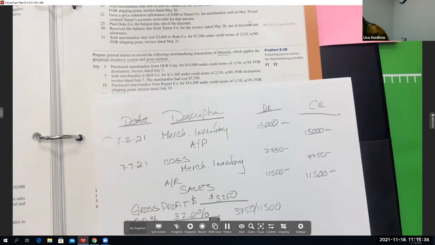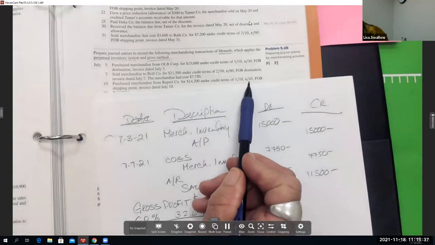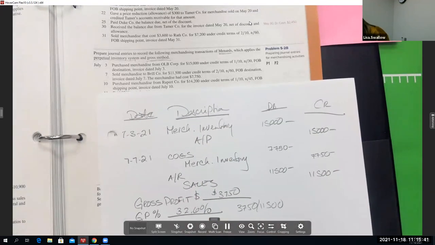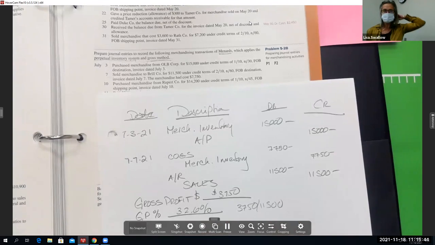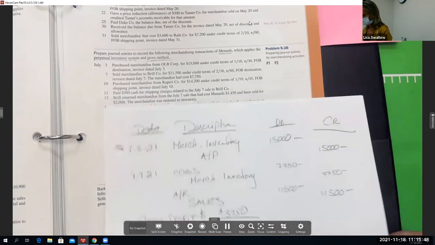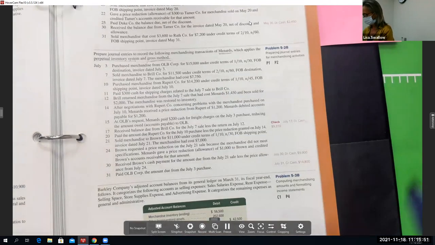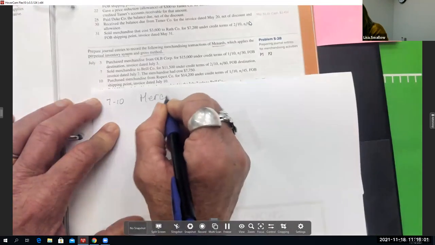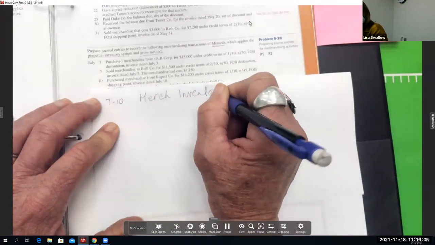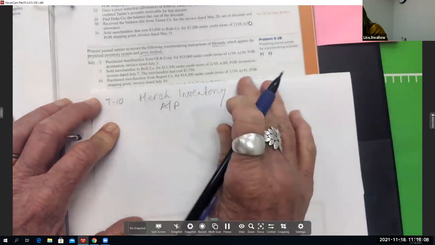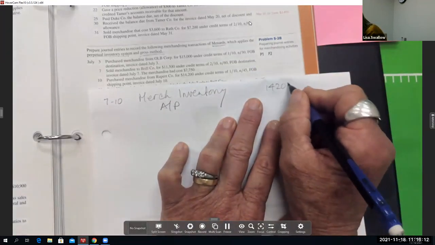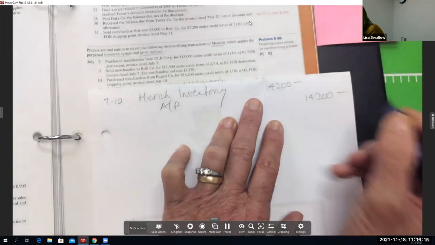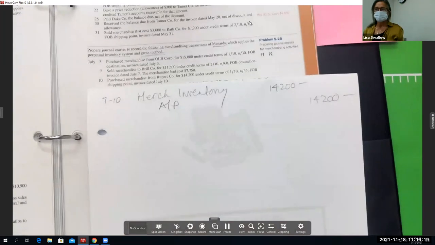On the 10th, we purchased merchandise from Rupert Corp for $14,200. Here are our credit terms. This time it's FOB shipping point. So let's book our purchase from Rupert. Okay. Easy peasy.